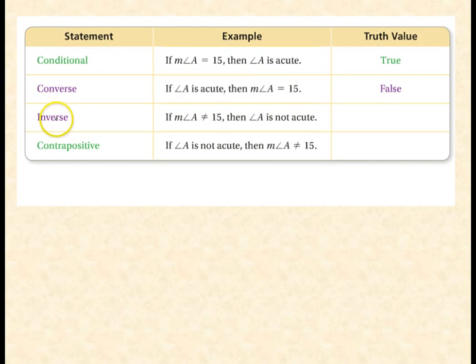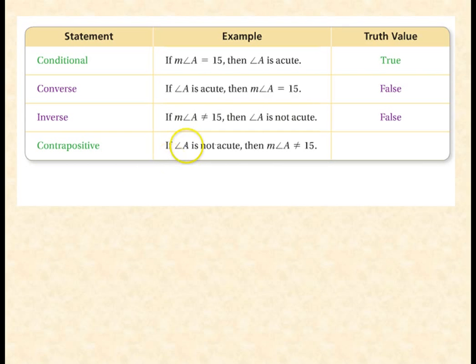How about the inverse? If the measure of angle A is not 15 degrees, then angle A is not acute. Well, I can think of a counterexample to that one too. How about the measure of angle A is 20 degrees? The measure of angle A would not be 15 degrees, but it would still be an acute angle. So that one is false.